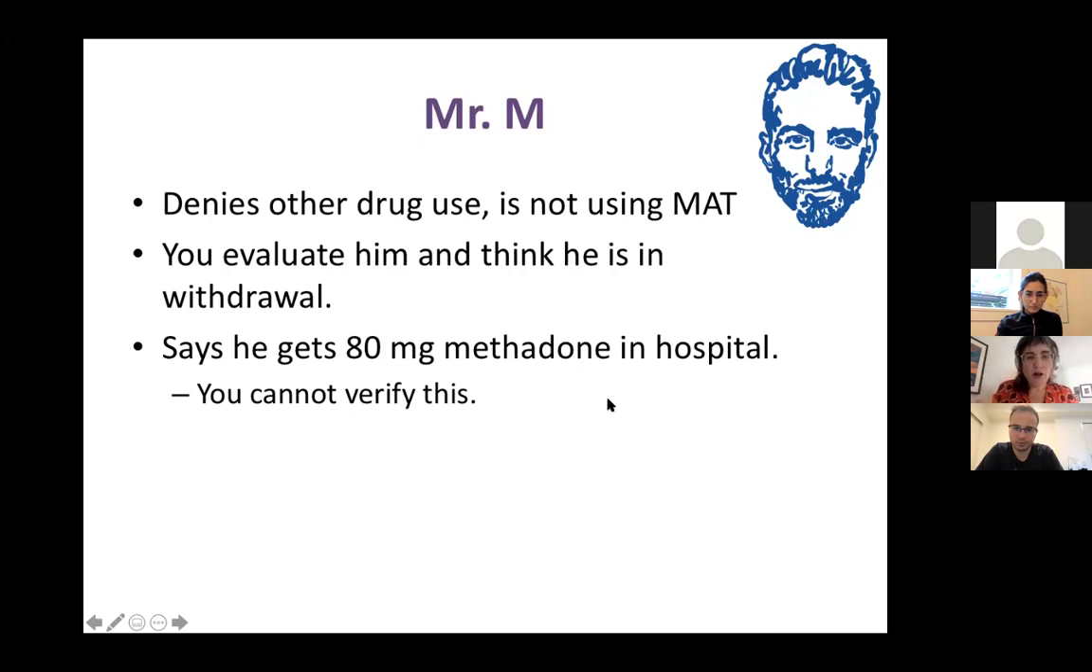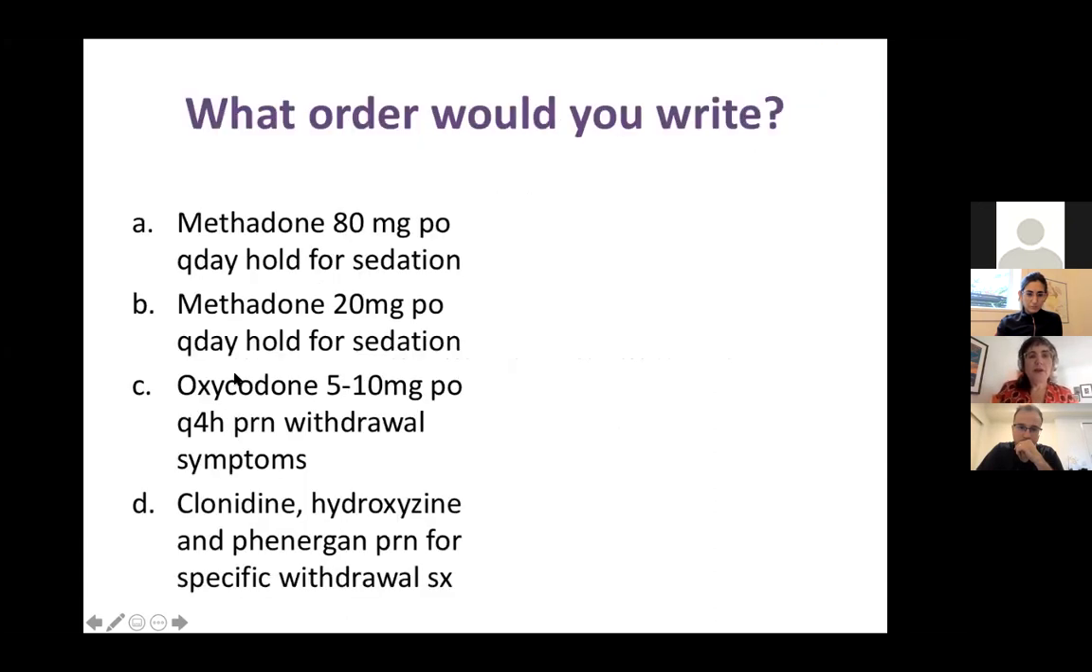You think he's in withdrawal. He says every time I come to the hospital, I get 80 milligrams of methadone, but you can't verify that. So what order would you write? Would you give 80 milligrams of methadone, hold for sedation? Would you give 20 milligrams of methadone, hold for sedation? Would you give oxycodone as needed for withdrawal symptoms? Or would you avoid opioids altogether and give clonidine, hydroxyzine, and Phenergan for withdrawal symptoms?